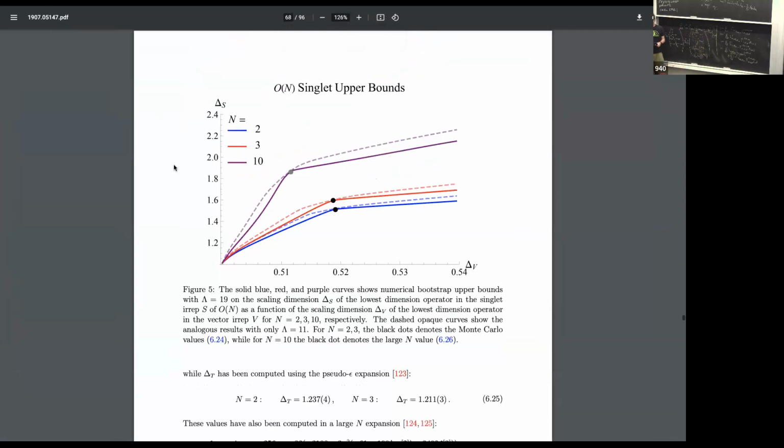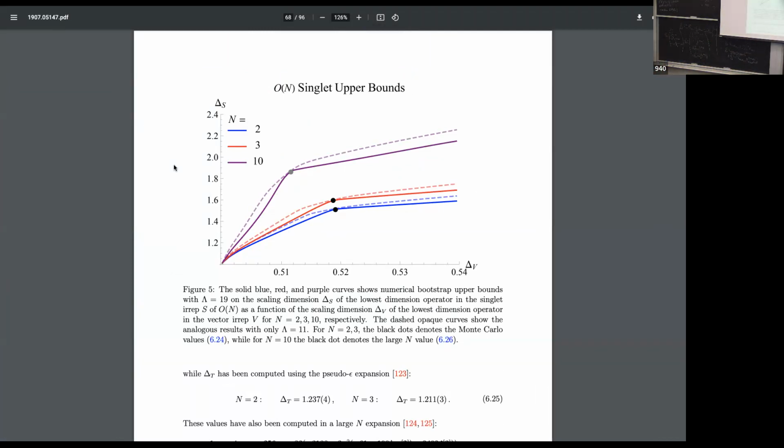Bring the screen down. Okay, so we're now going to review some results that we just described in this lecture. The first thing we described is how to generalize the bootstrap to the case of a global symmetry. Is the thing still turning on? It's off. Oh, okay, so maybe we should just turn off the lights a little bit.